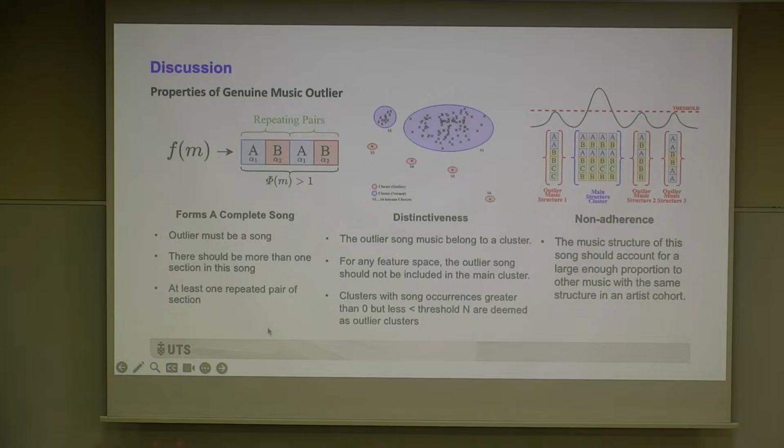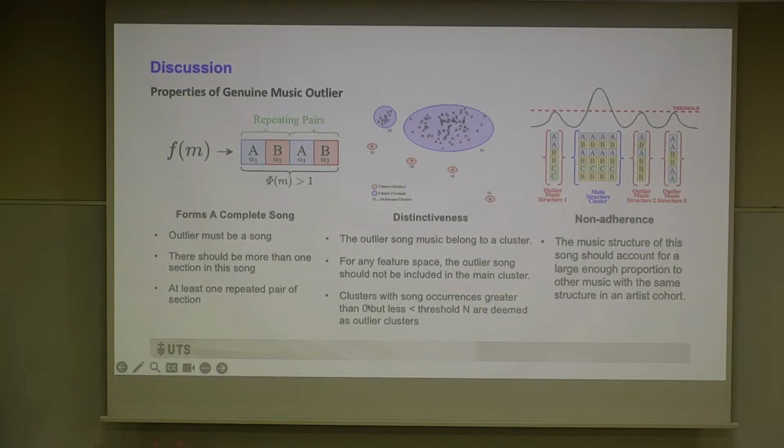Also, it has one repeat pair of the sections, so it can have A, B, A, B, not like A, B. The second property is the distinctness. The outlier songs must belong to a cluster, first. And for any feature space, the outlier songs should be excluded from the major class, sorry, excluded from the minor class.